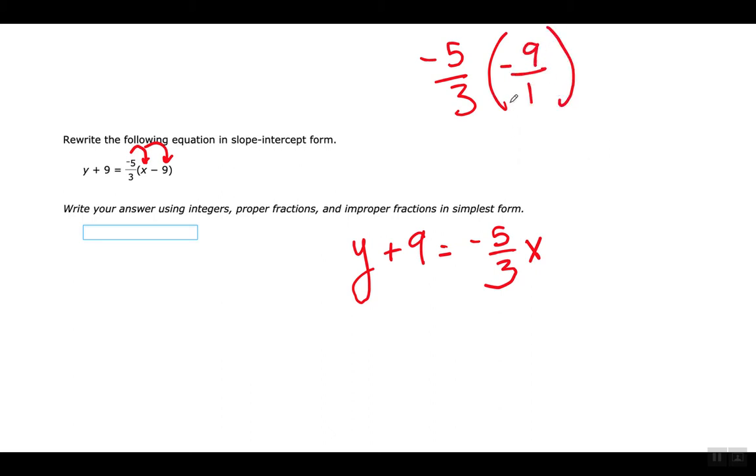The way you could do this mental math, the slow way would be to multiply the top times the top and the bottom times the bottom. If you do that, you're going to get positive 45 over 3. If you do it the slow way, you're going to get this, positive 45 over 3. And when you divide 45 by 3, you're going to get 15.